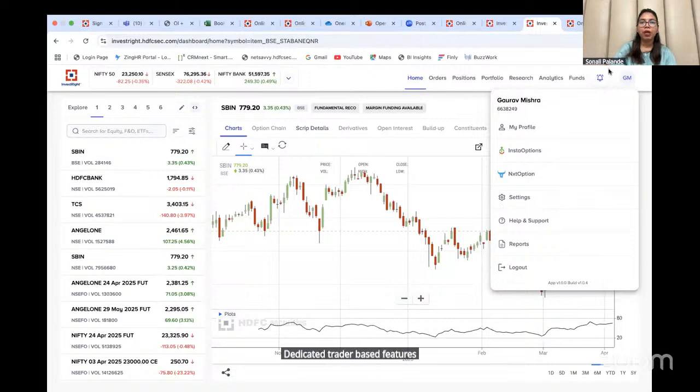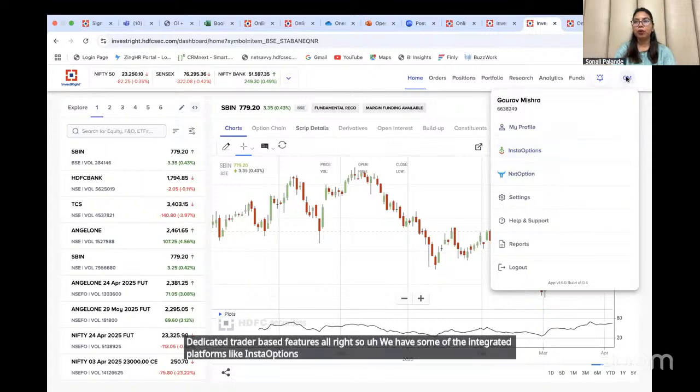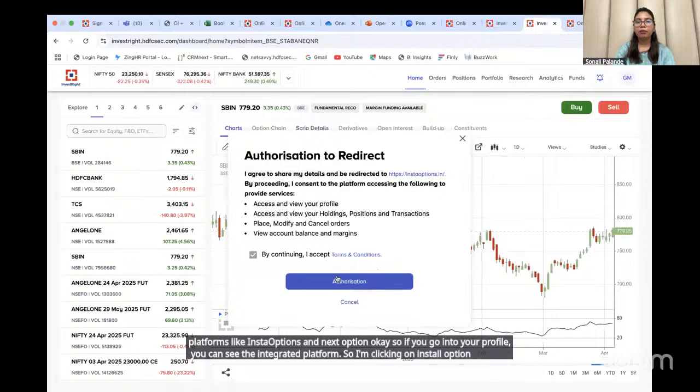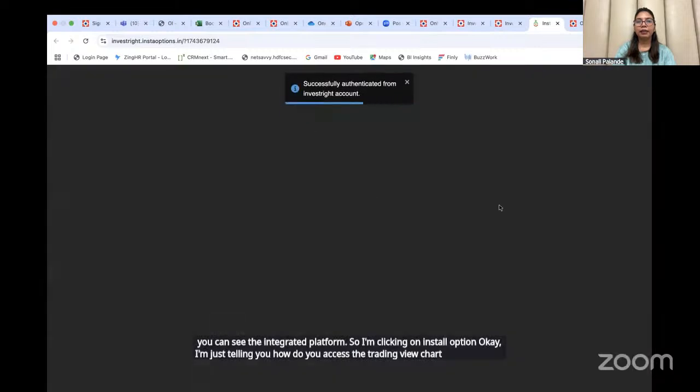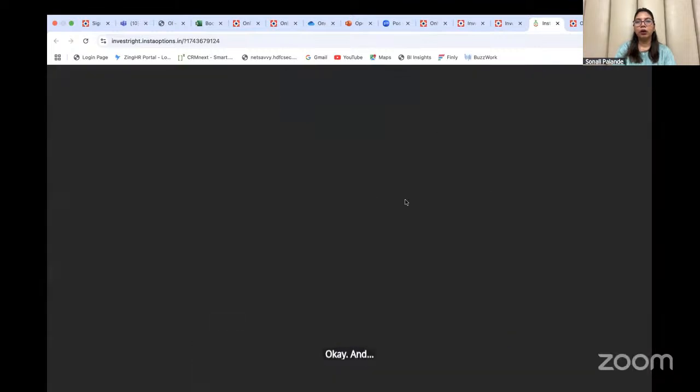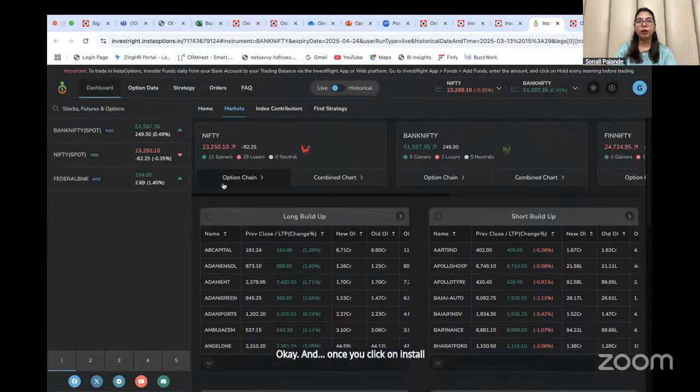All right, so we have some of the integrated platforms like Insta Options and Next Option. If you go into your profile, you can see the integrated platforms. So I'm clicking on Insta Options. I'm just telling you how to access the TradingView chart. Once you click on Insta Options, this platform will be opened.